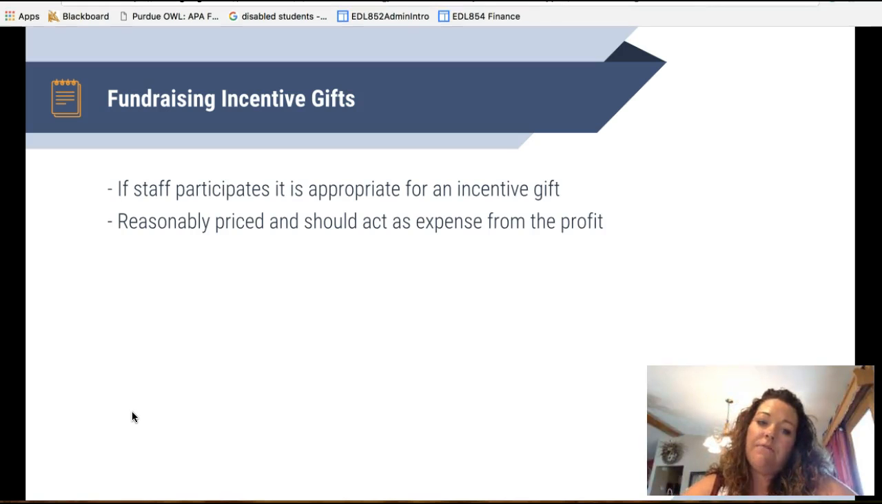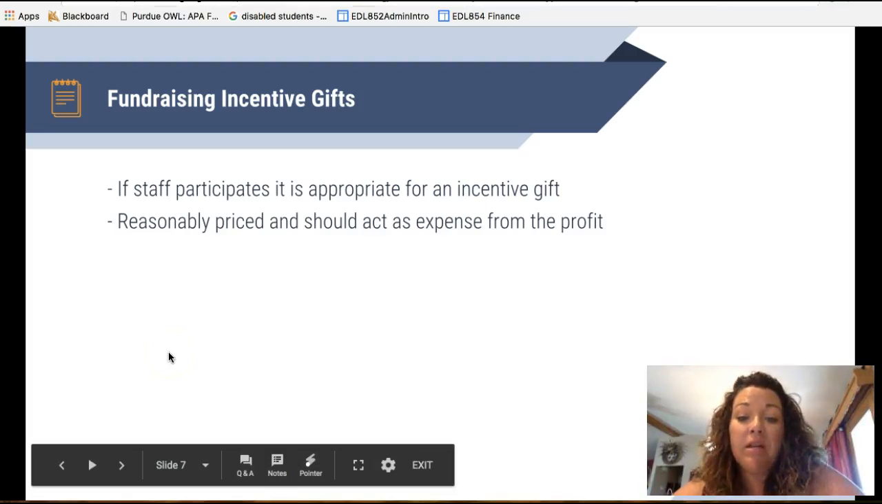You can give staff fundraising incentives to the top seller if the staff member actually participates. It is appropriate. Again, it should be reasonably priced, and remember that the cost of that typically is going to counteract any profit that you made from the fundraiser, so it really acts as an expense of the fundraiser itself.